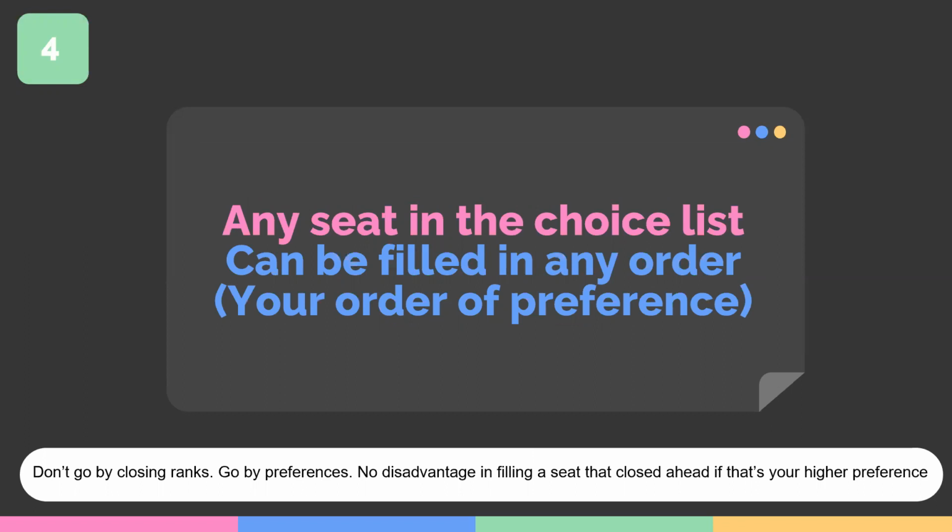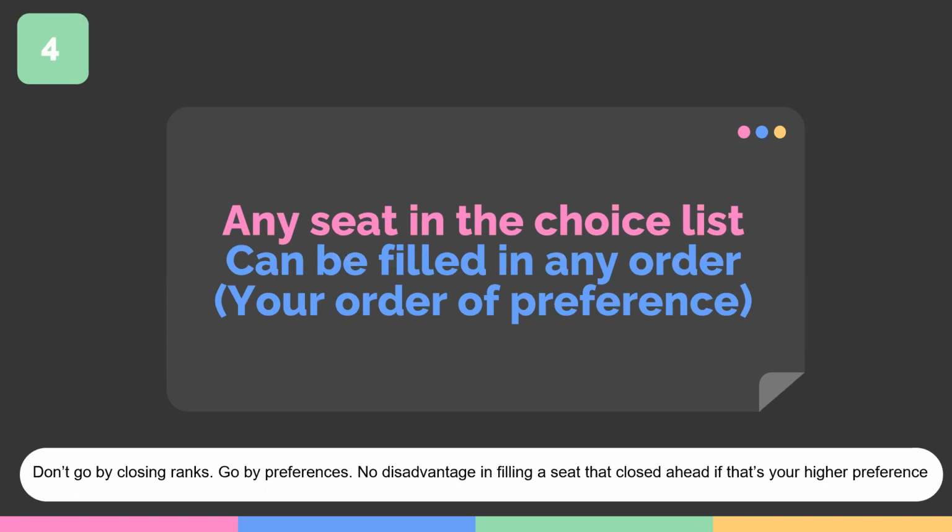Any seat in the choice list can be filled in any order. There is nothing like first DNB seats, first MNG seats, first NRI seats, etc. So you can fill in any seat in any order of preference. Don't go by the closing ranks. Don't go by preferences of others. It need not necessarily be closing ranks.